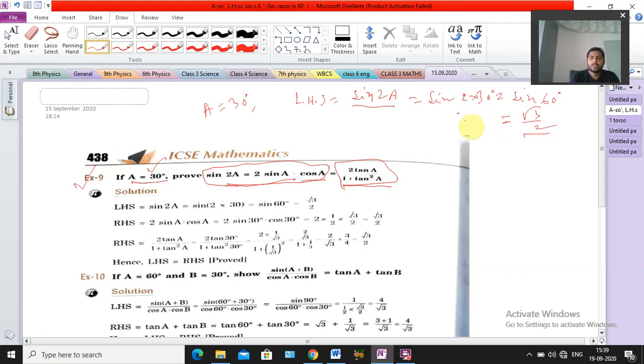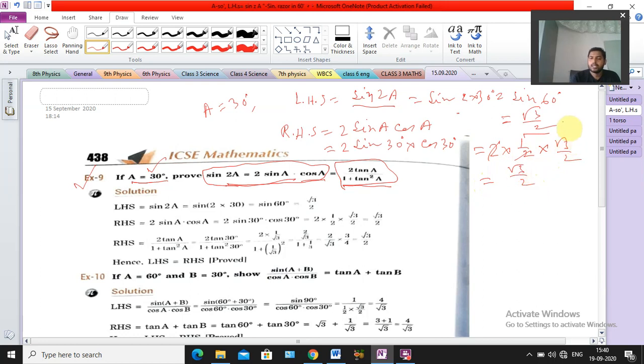now we have to prove 2 sin A cos A. Just find the value of the RHS. RHS equals 2 sin A cos A. Put the values of A: sin 30 degrees into cos 30 degrees. Sin 30 degrees is 1 by 2, into cos 30 degrees, root 3 by 2. Now these two and these two will be cancelled, because this is numerator and this is denominator. We can cancel it. So now we are getting root 3 into 1, which is root 3, and denominator 2: root 3 by 2.